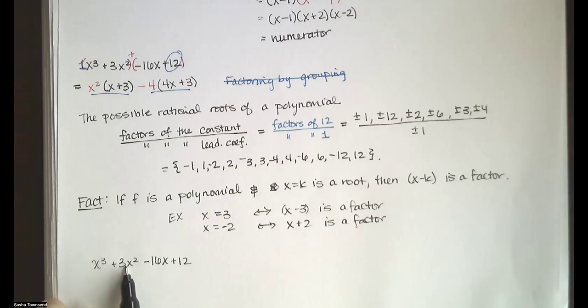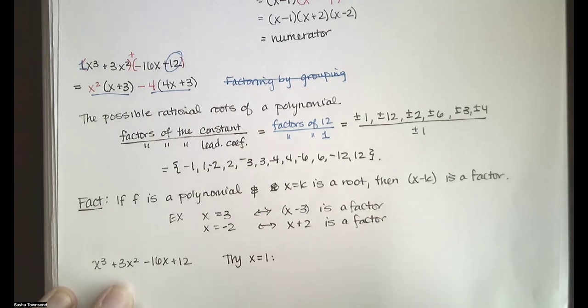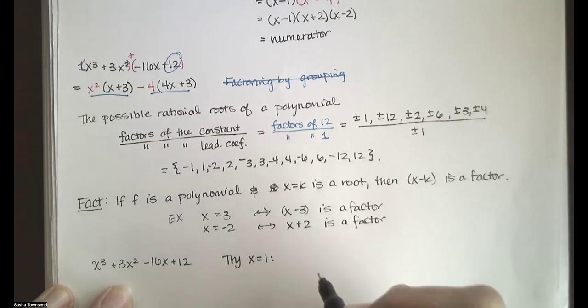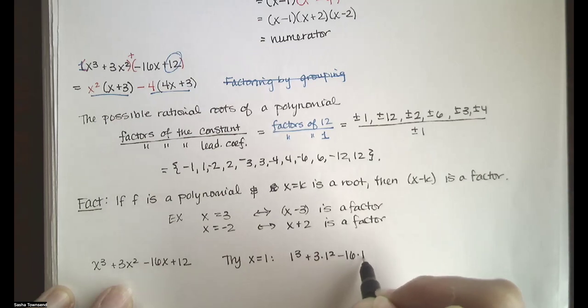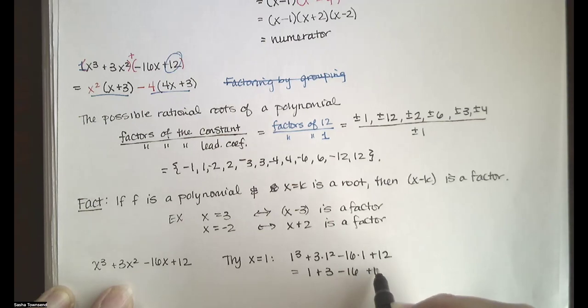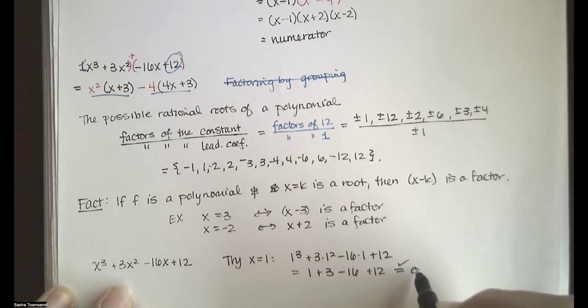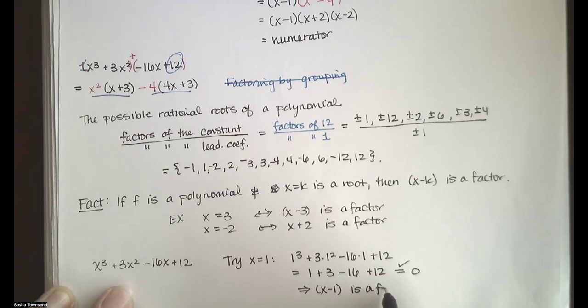That's going to give me a 1 plus a 3. 1 plus 3 is 4. Minus 16 is negative 12. Negative 12 plus 12 is 0. So x equals 1 does work. And I have a tendency to try that in my head first and then actually plug it in. So I have 1 cubed plus 3 times 1 squared minus 16 times 1 plus 12, and we say that equals 0. So that means x minus 1 is a factor of that polynomial.